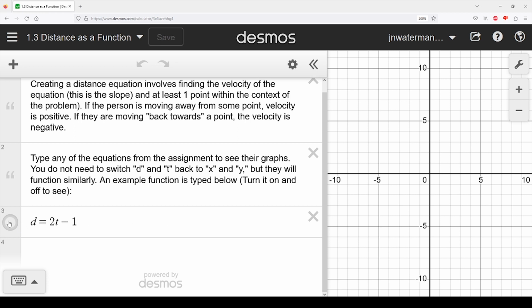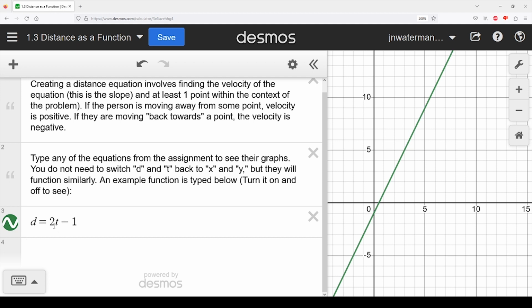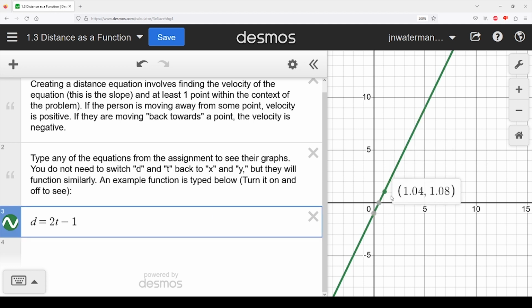I have an example equation set up, d equals 2t minus 1. I can toggle this on and off to see what it looks like, and obviously change the numbers in front of t and behind it to get all the different graphs. If I wanted to transfer this to paper, I could always click on the graph and drag around to find a couple of points that I maybe want to trace through. I guess these look good. So that's probably the easiest way that we could transfer this onto a paper.